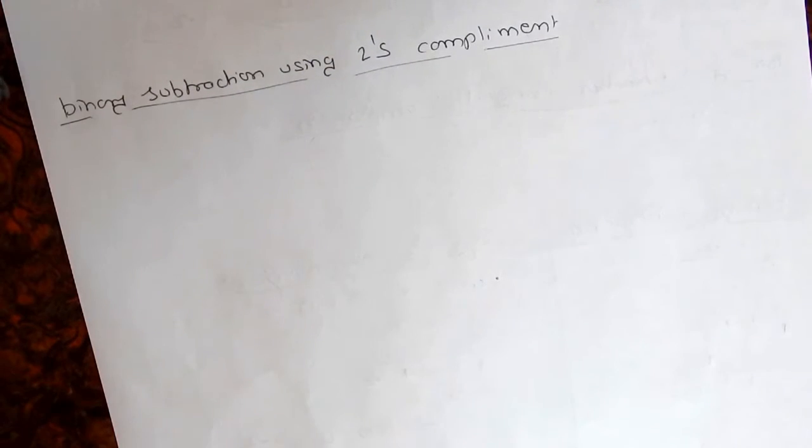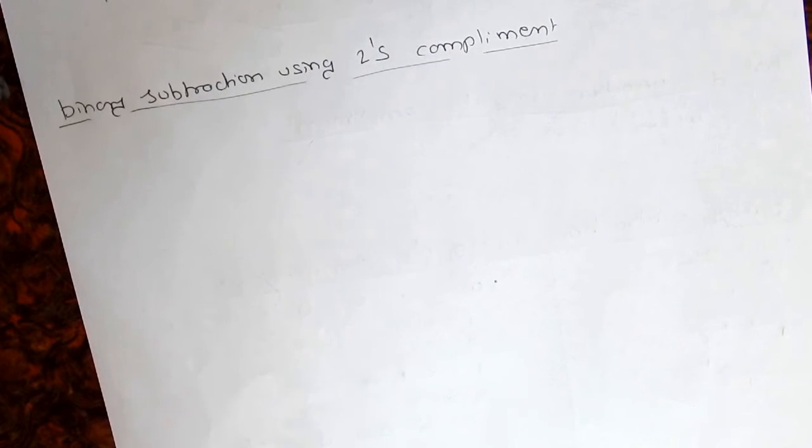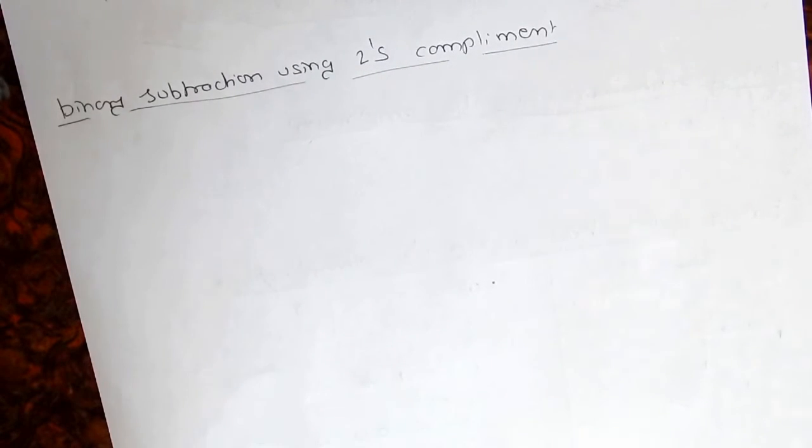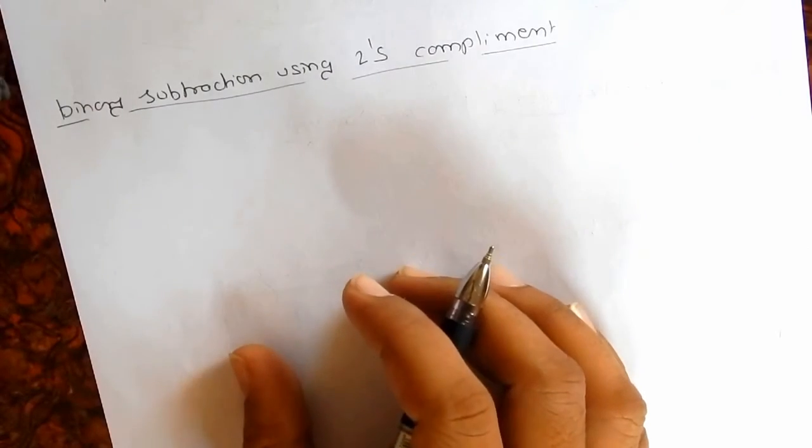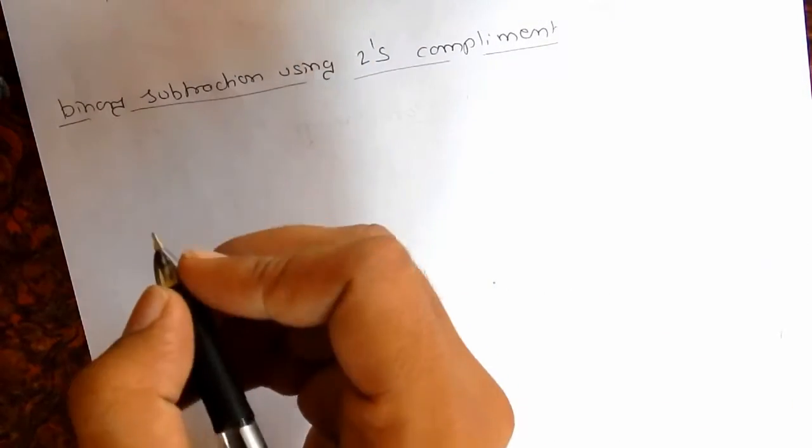In this video, I'll show you how to perform binary subtraction using the 2s complement method. First I'll tell you how to find the 2s complement and then I'll continue with an example. Basically, for finding the 2s complement of any number, first find the 1s complement of that number and then add 1 to that. So let's start with an example, then you'll get a better understanding.